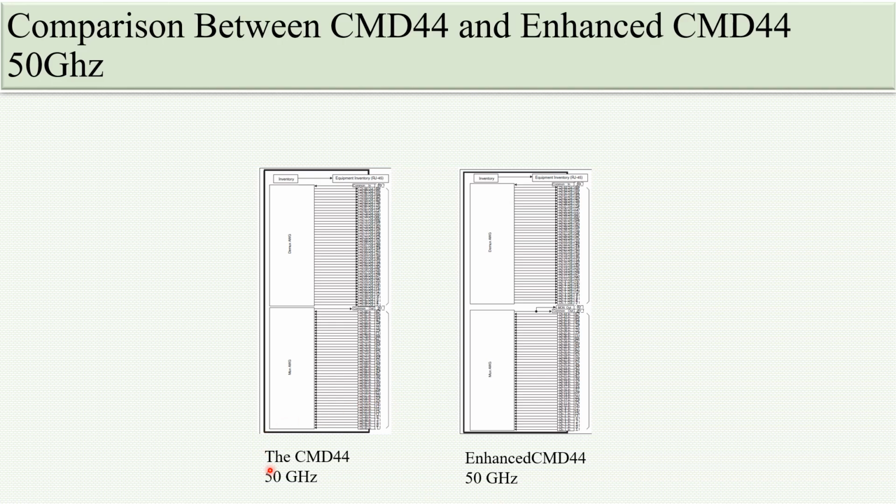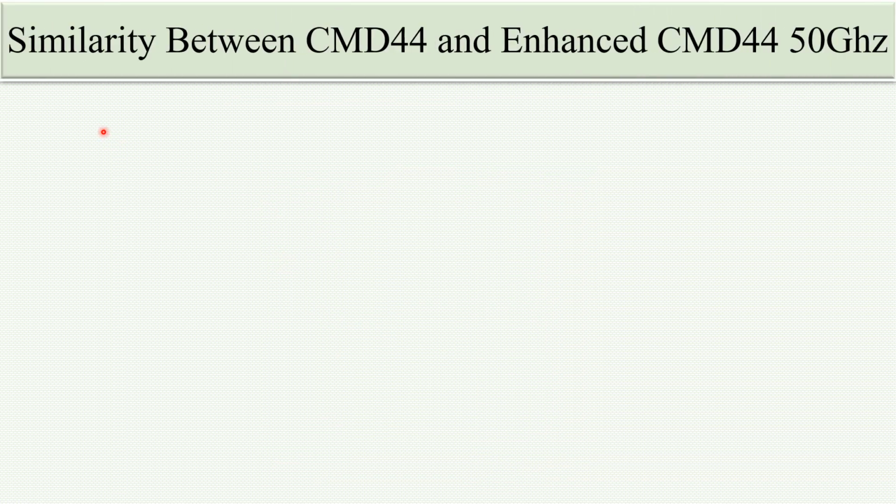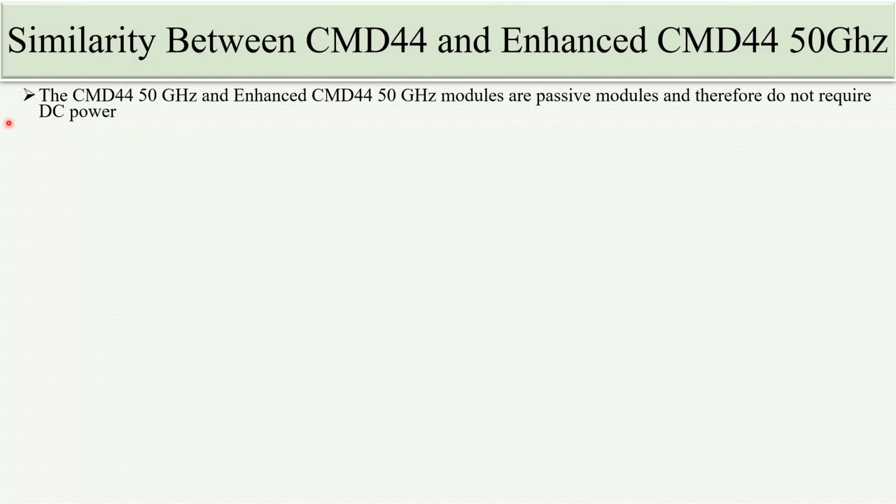You can see here, this is CMD44 50 GHz. This is enhanced CMD44 50 GHz. First we will discuss the similarity between both versions of the channel mux demux. The CMD44 50 GHz and enhanced CMD44 50 GHz modules are both passive modules, so they do not require DC power. No DC power or AC power is required to operate these two modules.